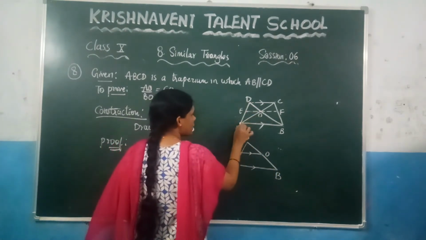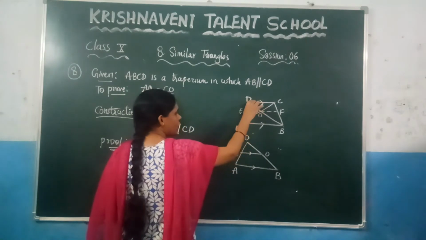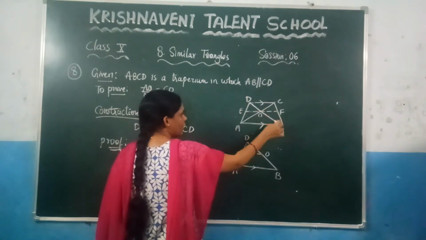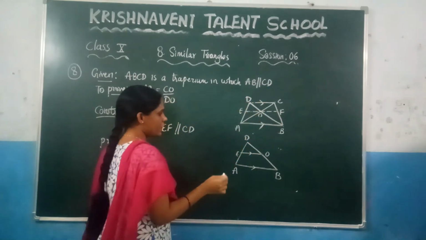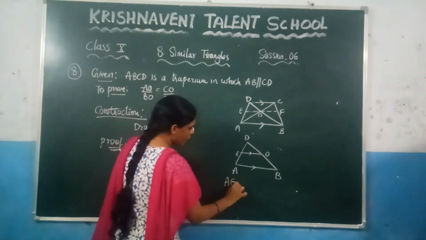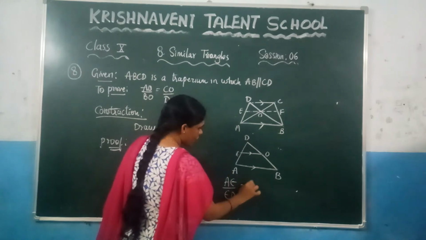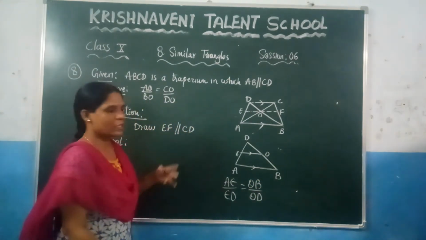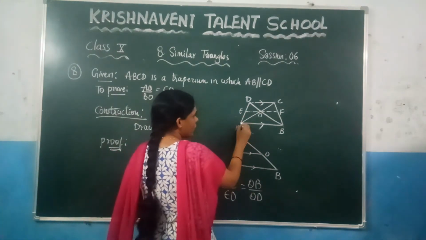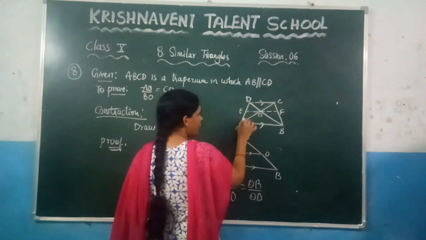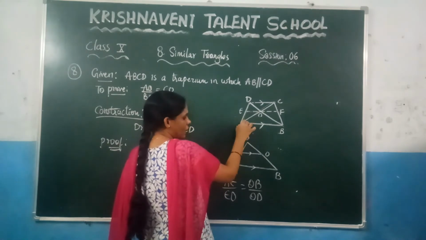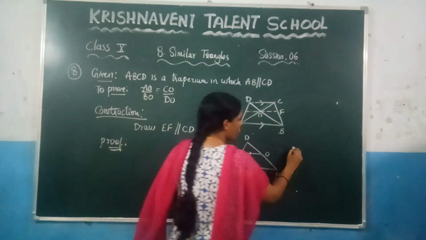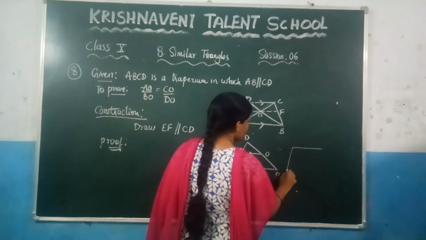So if you consider this triangle, how can you write it? You can write AE by ED is equal to BO by OD. So write it here: AE by ED is equal to OB by OD, by choosing this triangle. Now similarly consider this upper triangle. And if you consider this triangle, what will you get here? You know that OE is parallel to CD. So I am drawing this one separately.